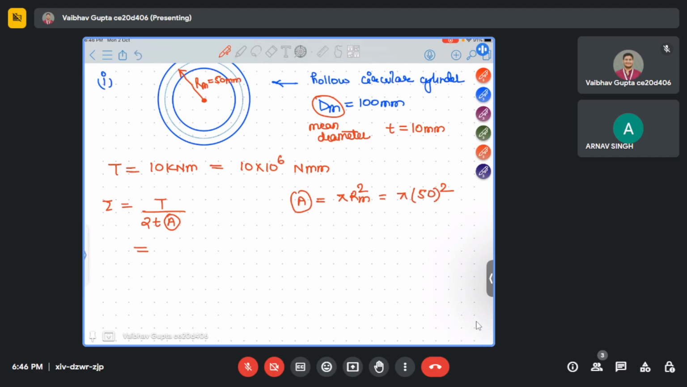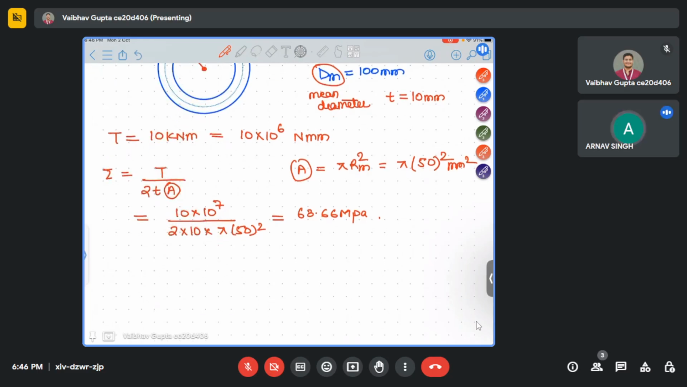Torque is given to us as 10 into 10 to the power 7 N-mm. Thickness is given as 10 mm, and the enclosed area we found as pi into 50 square. So if I solve this, I will get the answer as 63.66 MPa. You can cross check also. Sometimes my values can differ, because I did these things fast.